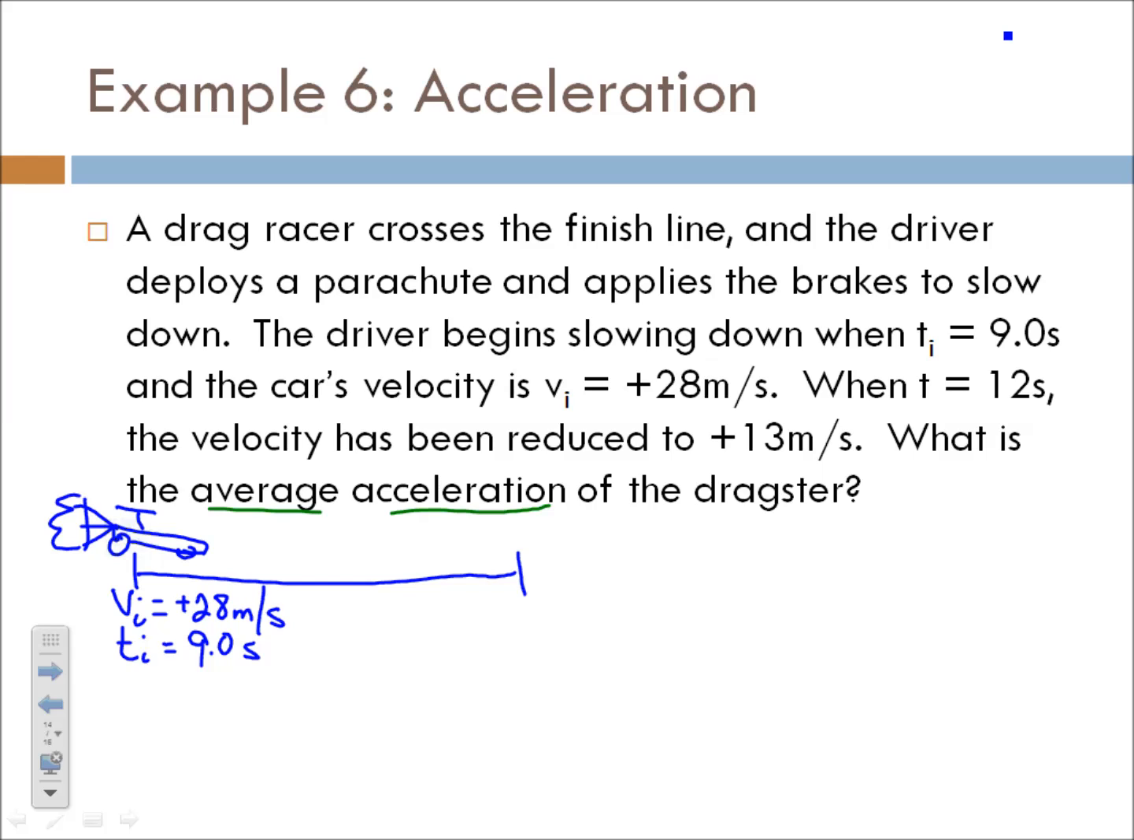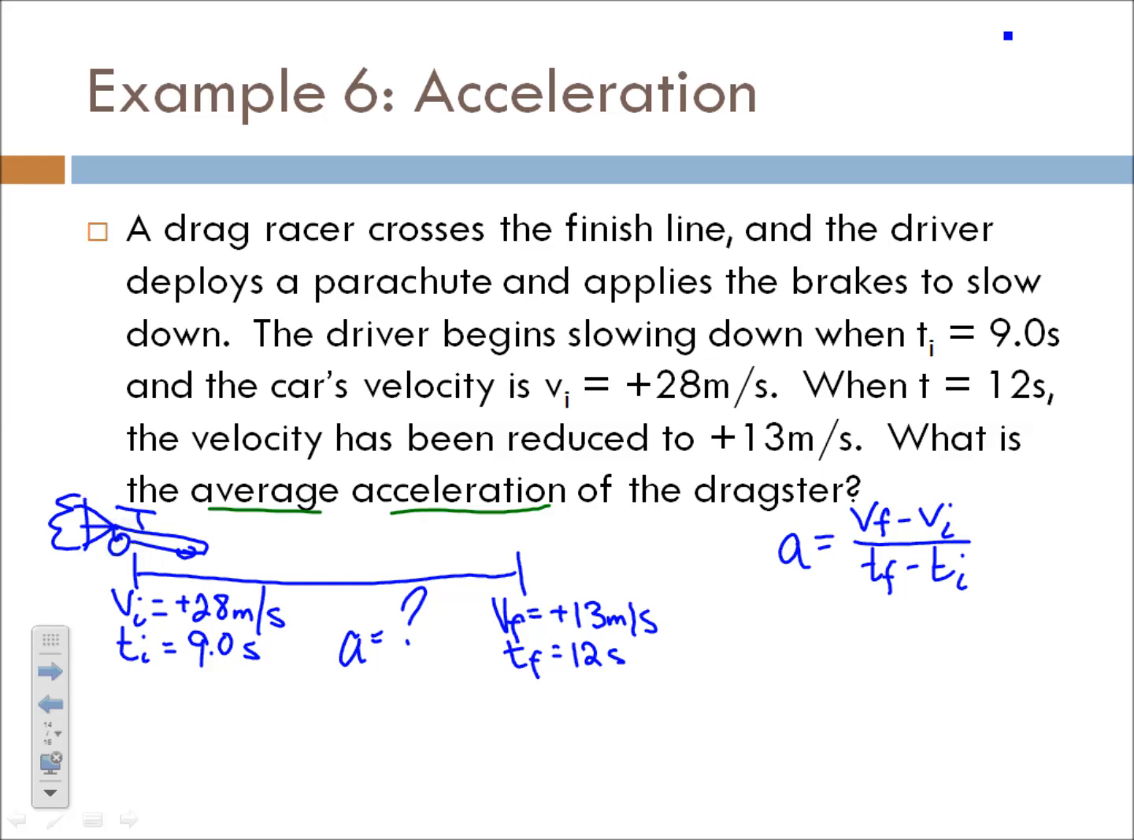Now at the end of this, when he's slowing down, he has a velocity of 13 meters per second. And this is at a time of 12 seconds. So we are going to use these values to find our average acceleration again. Looking at our givens and unknowns, it's the same equation as last time. Acceleration is final velocity minus initial velocity over t final minus t initial. So we let our variables pick our equation here. Givens and unknowns all have to be in that equation.